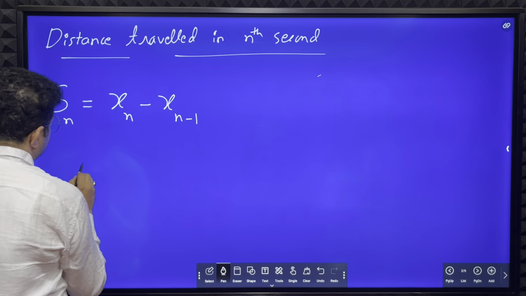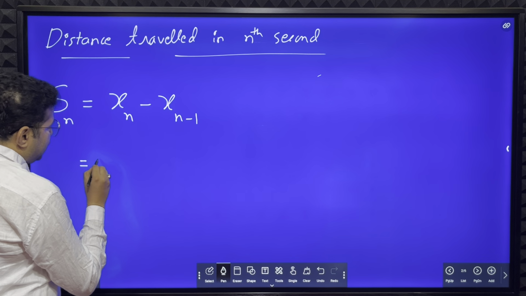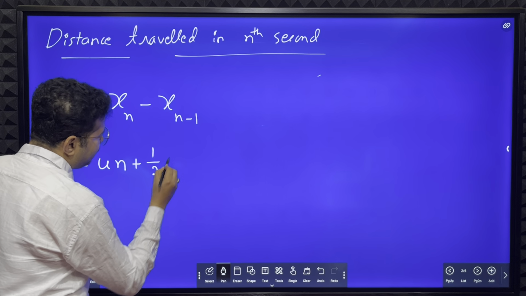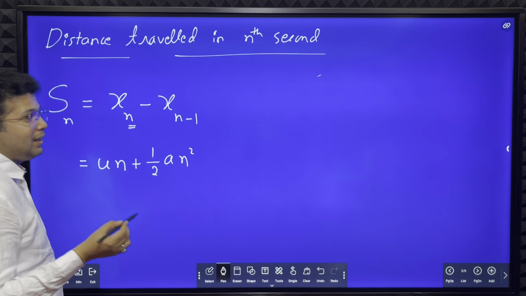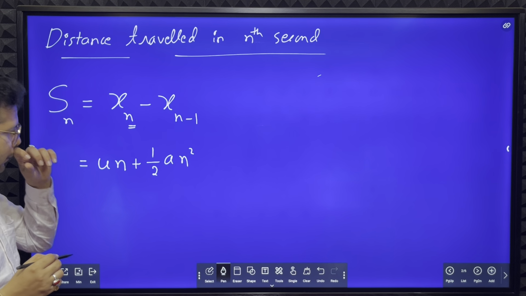What is distance traveled in n seconds? Distance traveled in n seconds is equal to ut plus half at square. Because how to calculate distance traveled in n seconds? It is ut plus half at square, where t is equal to n, correct?